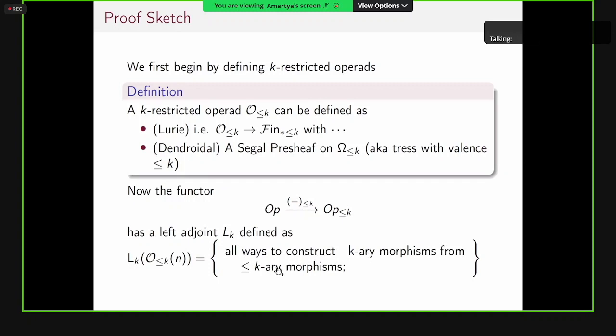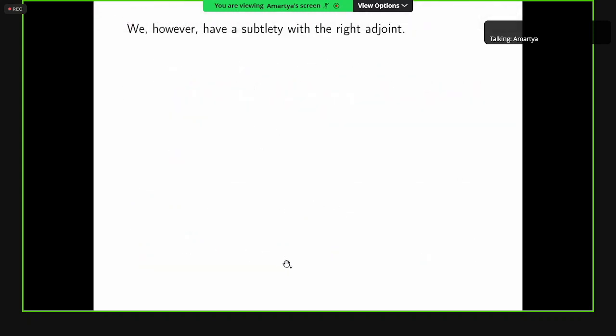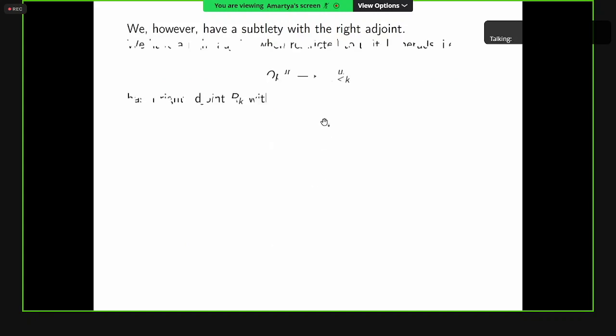So this is basically all the ways to construct k-morphisms from the less than k morphisms. That is the left adjoint that you have. And it turns out there's a problem with the right adjoint. It doesn't exist all the time. We have a right adjoint only when you restrict it. That's one of the few subtleties in this generalization of the Eckmann-Hilton argument.